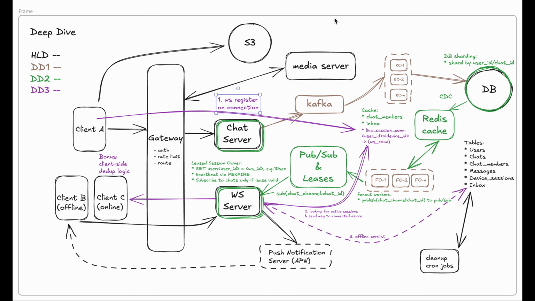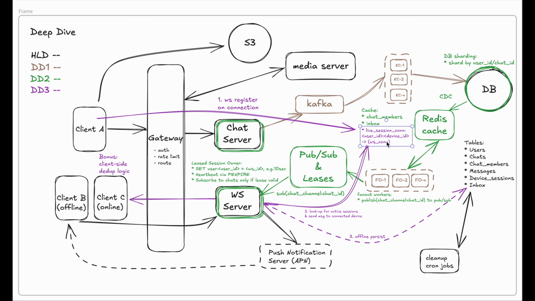So here, basically the device connects is our first step. When a user device connects to the WebSocket server, it is registered as a session by writing a device session with the user ID, device ID, and the assigned WebSocket connection. Typically this can be stored in Redis or in-memory maps.